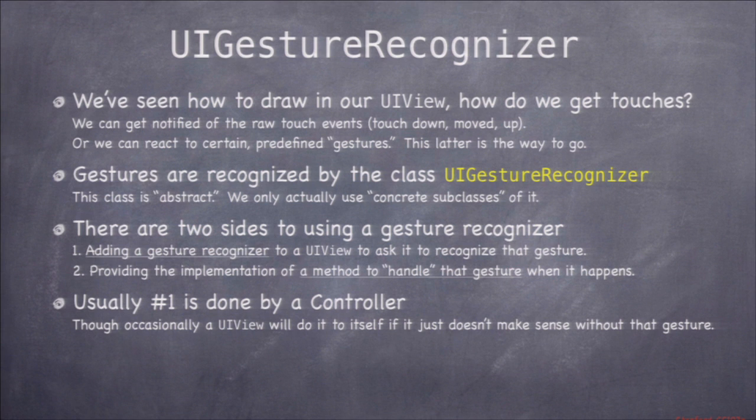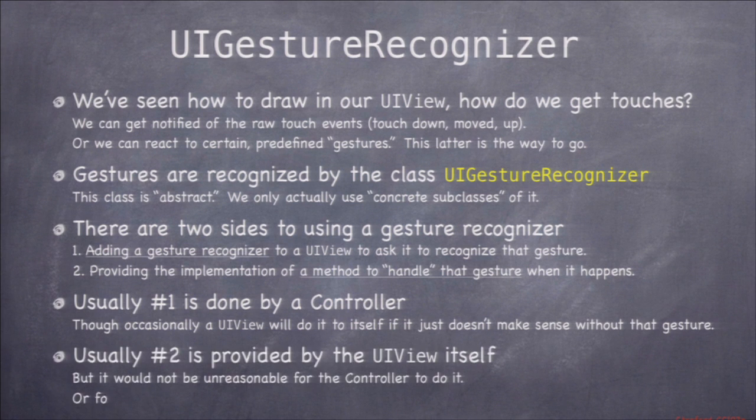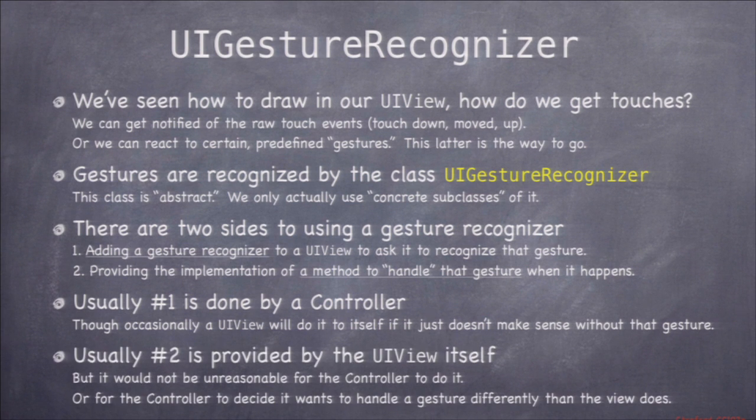Usually number one is done by a controller, although sometimes views do it to themselves where they add a gesture recognizer to themselves. And number two is often provided by the view. In other words, the handler, the thing to do when the gesture is happening or happened, a lot of times the view implements that method. So even though the controller might add the gesture recognizer to the view, when it adds it, it tells the system, oh, and when you recognize this gesture, let the view handle it.